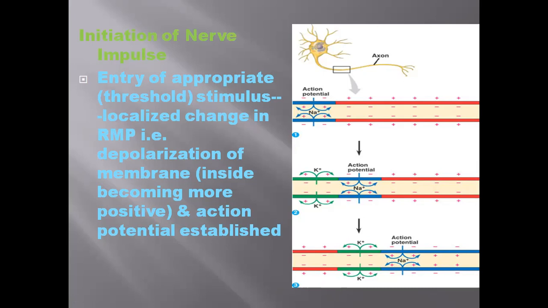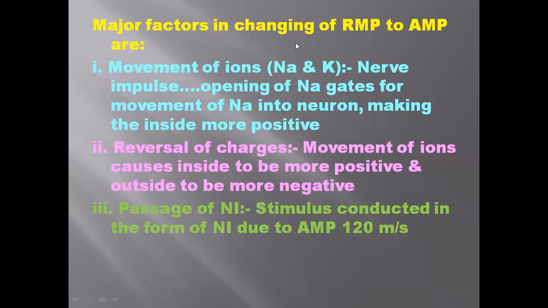Resting membrane potential: a stimulus localized in the change of the resting membrane potential causes depolarization of the membrane, the inside becoming more positive than outside, and the action potential is established. The major factors in changing of RMP to AMP are the movement of ions of sodium and potassium, nerve impulse, opening of the sodium gates, sodium moving into the neuron, making the inside more positive, reversal of charges. Movement of ions causes the inside to be more positive as compared to outside. Voltage goes from -70 to 0, from 0 to plus 50. Passage of nerve impulse takes place.